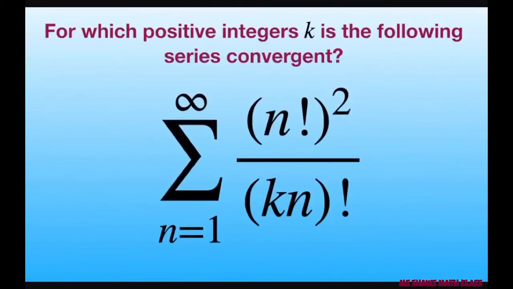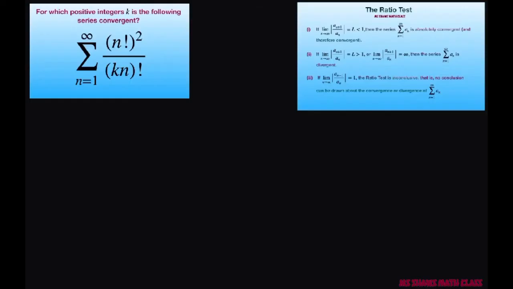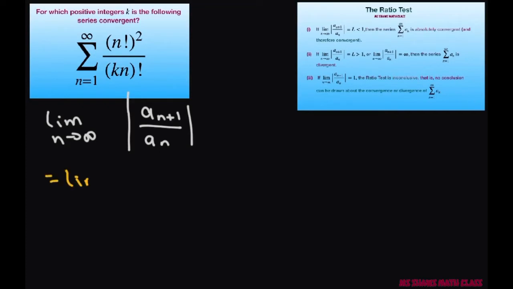Everyone, for which positive integers k is the following series convergent? So we're going to use the ratio test, and we're going to get the limit as n approaches infinity of a sub n plus 1 divided by a sub n. So this is going to equal the limit as n approaches infinity.